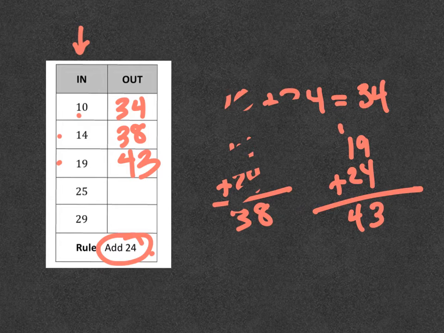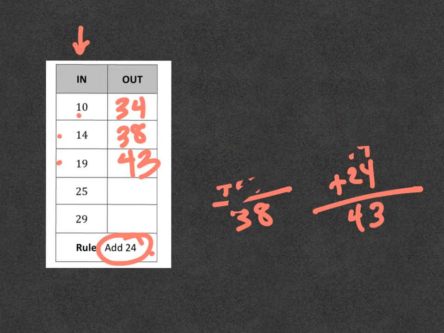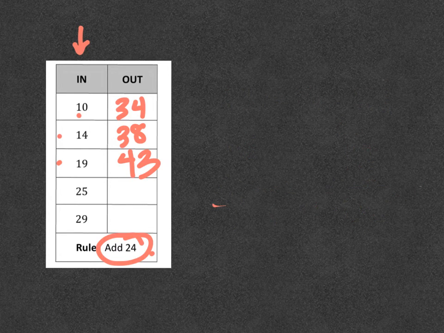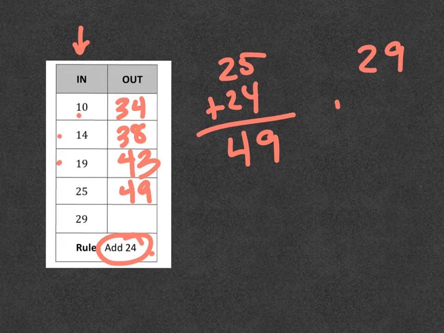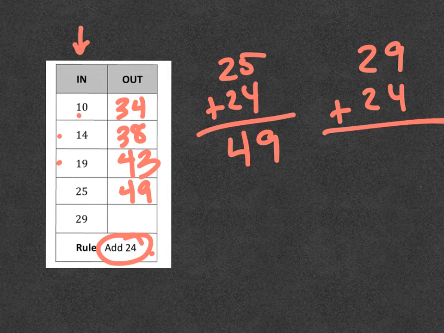I'm going to clear my space over here so I have enough space for the rest of my problems. Then we have 25 plus 24, which gives us 49. And then our last one on here, 29 plus 24, 53. Okay, so this is just an example if you have all of the numbers here as your in numbers.